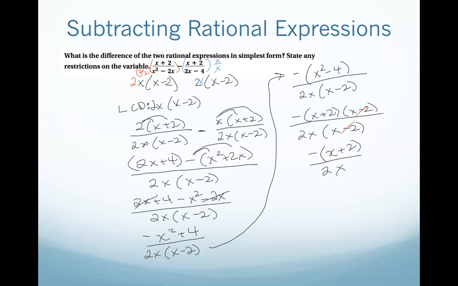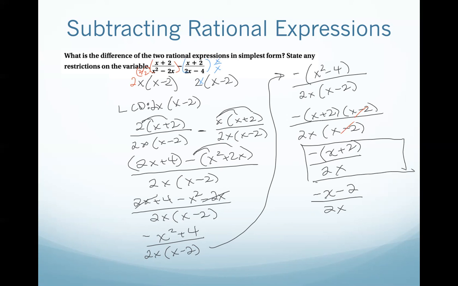That x plus 2 needs to stay in parentheses unless you're distributing the negative. If you don't want those parentheses, you could write it negative x minus 2, I do not recommend this, divided by 2x. I would recommend writing it this way.